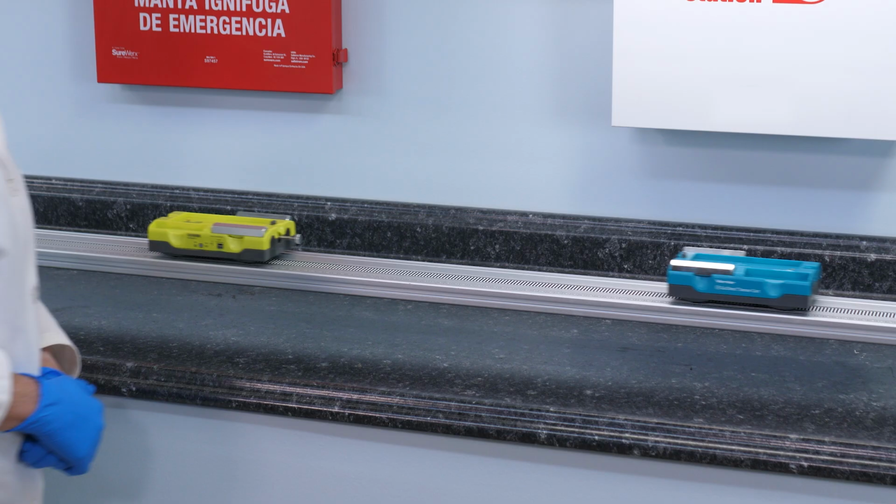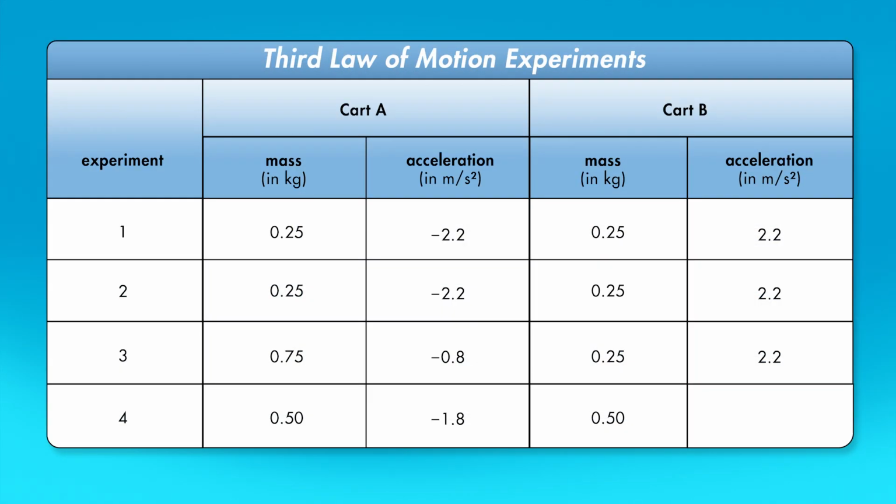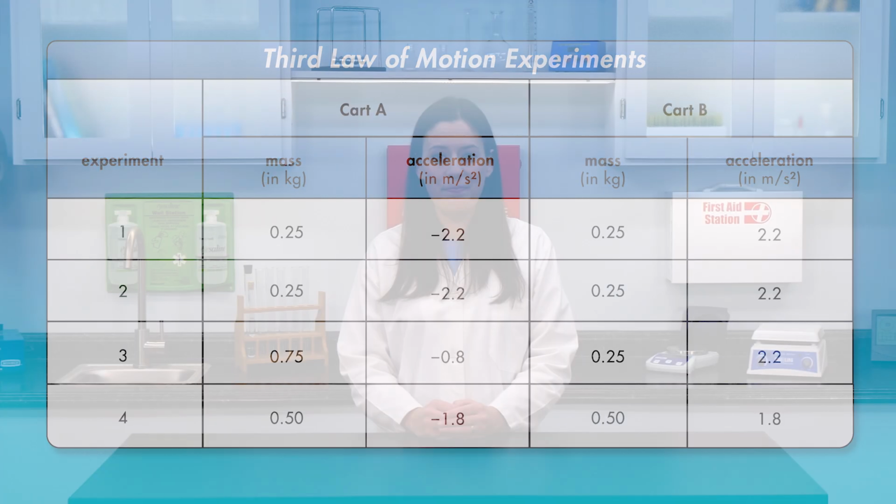When the button was pressed, the action force applied by cart A pushed cart B forward. At the same time, the reaction force of cart B pushed cart A back. The acceleration of cart A was negative 1.8 meters per second squared. The acceleration of cart B was positive 1.8 meters per second squared. Again, we see Newton's third law of motion demonstrated.